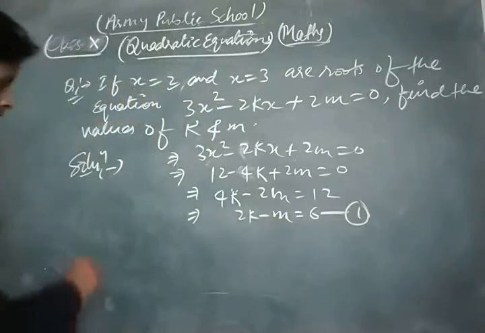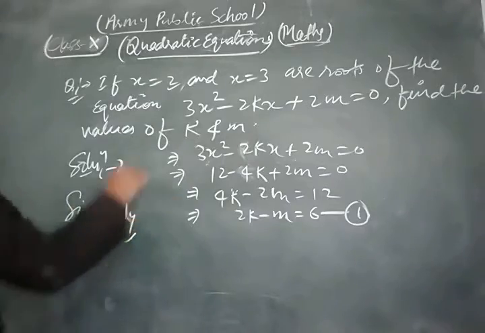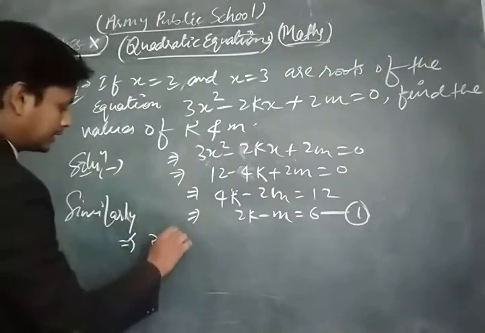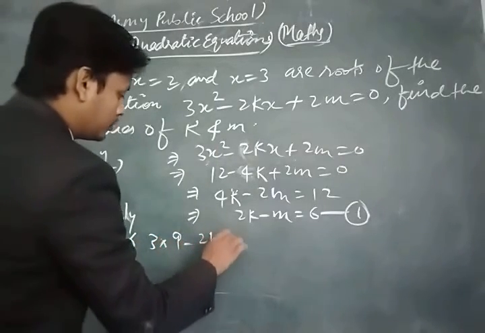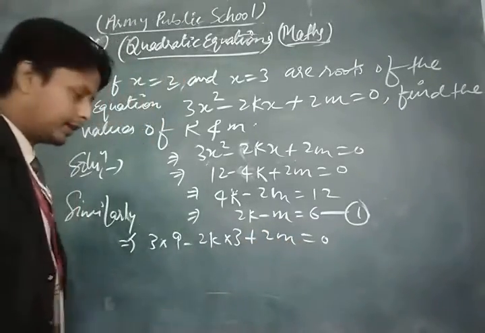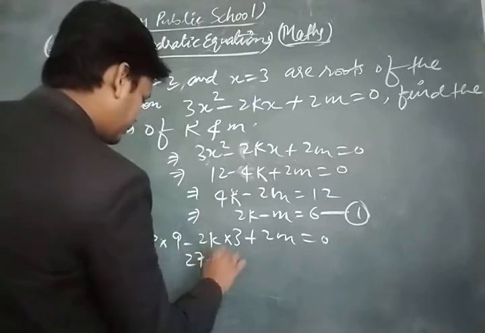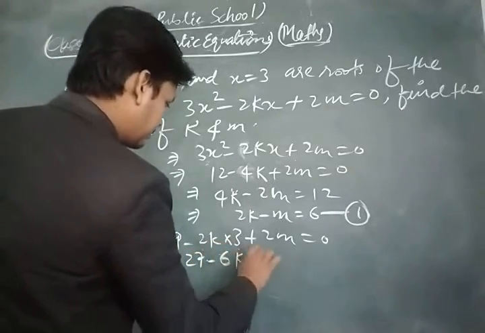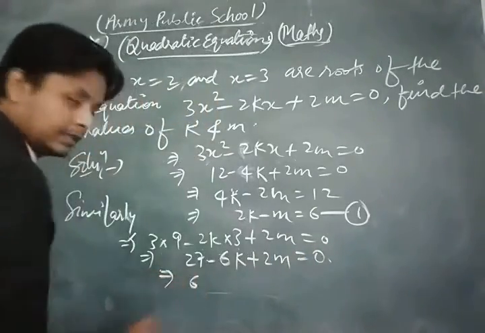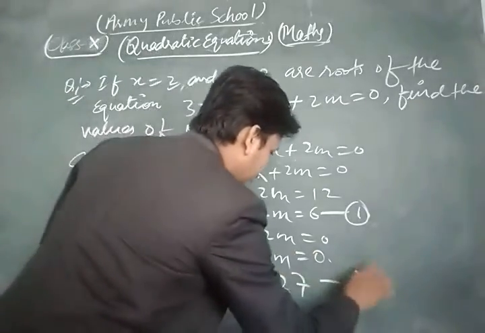Similarly, dear friends, we put x is equal to 3, so that is 3 into 9 minus 2k into 3 plus 2m is equal to 0. Now we simplify: we get 27 minus 6k plus 2m is equal to 0, that is 6k minus 2m is equal to 27. This is equation number 2.